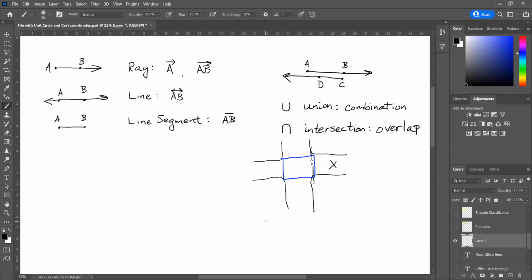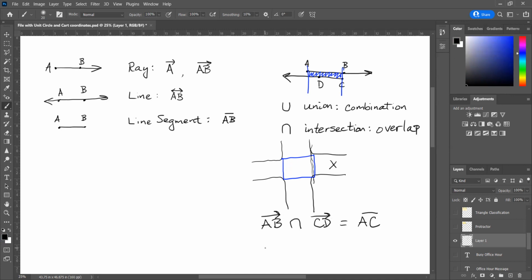We might say, what is the intersection of ray AB with ray CD? So where do those two overlap? So we can come up to those rays, and it looks like from A over to C, we've got overlap. Everything between there would be overlap. So when I see this intersection, I could say, well, that is AC. That's where those two actually intersect.